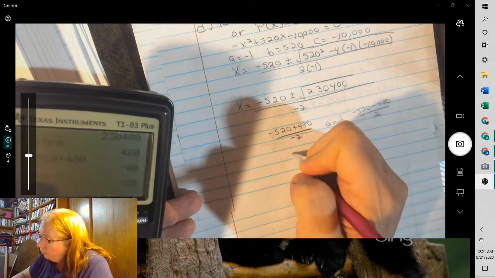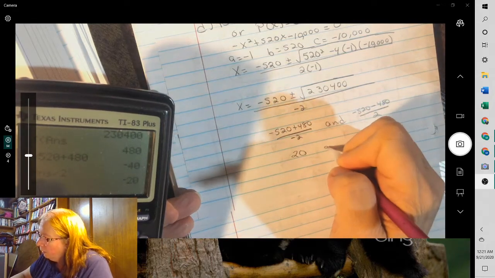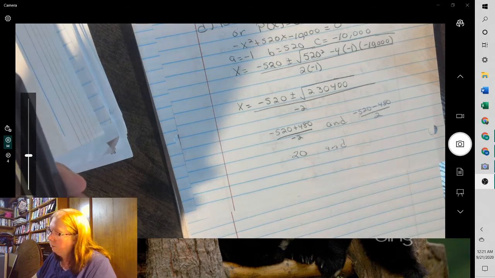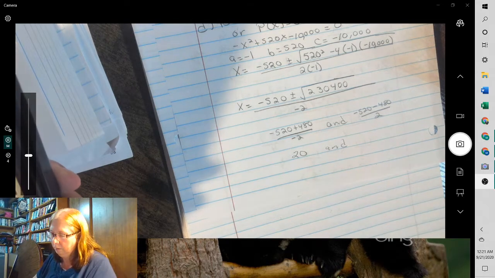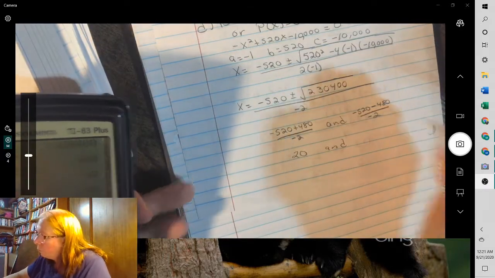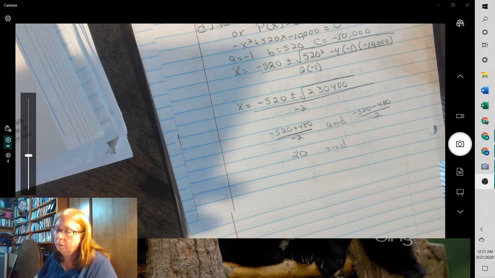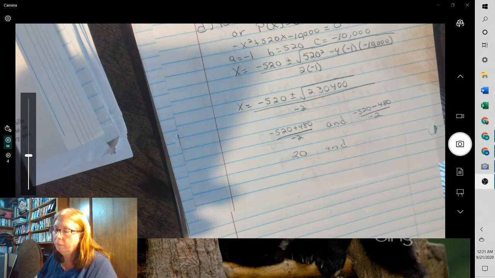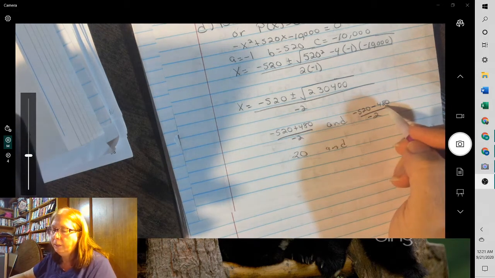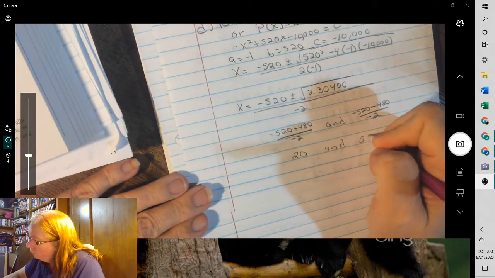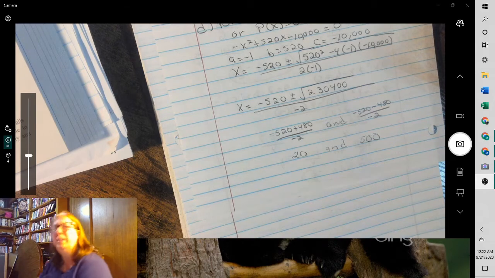We get 20 and, oh, this is a negative 2. 520 and 480 is 1,000 divided by 2 is 500. We have two answers.